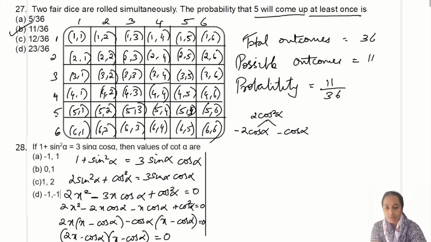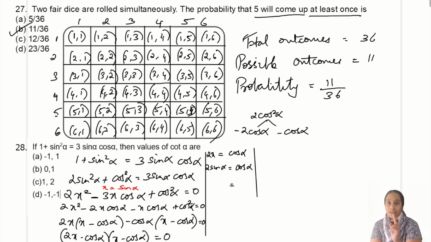So now, if it is 2x minus cos alpha, it's going to be 2x equals cos alpha. So what is cos alpha now? We have already substituted for the x value. What is the x we have substituted for? Sine alpha. X is sine alpha. So I have to put it here now. So it's going to be 2 sine alpha equals cos alpha. Now what is cot alpha? You know cot alpha is cos divided by sine. So this sine alpha, I'll bring it to the right hand side. So I will have cot alpha equal to 2.